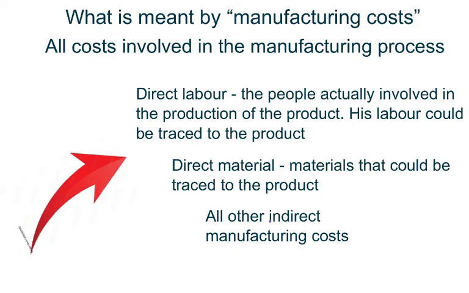Now, what is meant by manufacturing cost? Those are all your costs involved in the manufacturing process. If we look at the manufacturing process and maybe we are baking pancakes, then we will have direct labor, the people that are going to bake the pancakes, and then we will have direct material, that will be all your ingredients, and we will have other indirect costs also. These indirect costs can be indirect material, indirect labor, or other services, maybe the rent of the factory building. That can also be a manufacturing cost.